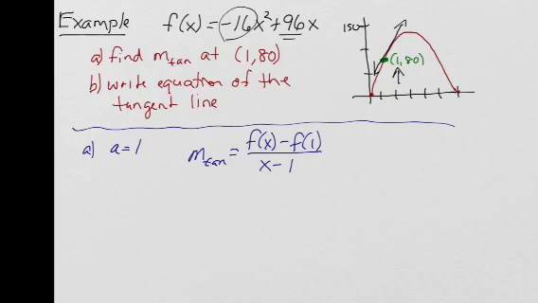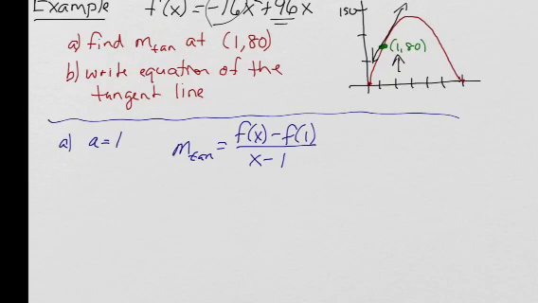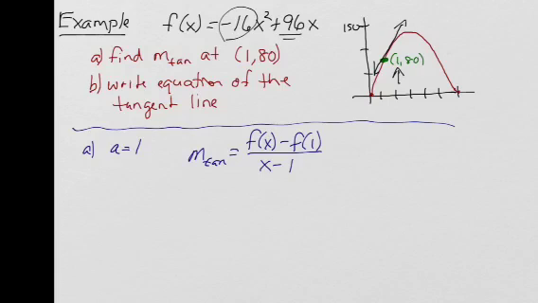So the first thing, we've got f of x, this part right here, which means we're going to just rewrite the original equation in that spot. So that'd be negative 16x squared plus 96x. And then we're going to minus f of 1. That means we're going to actually put 1 into that equation where the x is and calculate out an answer. So that means negative 16 times 1 squared plus 96 times 1. And if you do that, you end up with 80. And then the denominator is x minus a, or in this case, x minus 1.